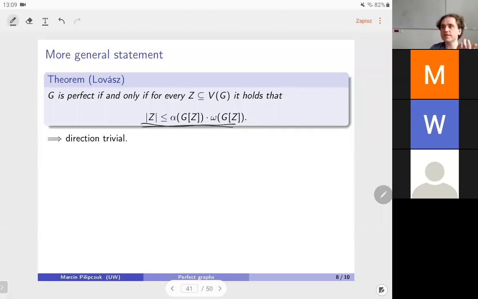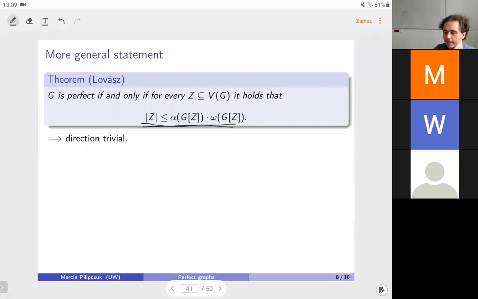So what I want to prove here is that this is not only a necessary condition to be perfect, but also a sufficient one. So if in every induced subgraph you have got this inequality, you know that you are perfect. The non-perfectness comes from the place where alpha times omega becomes too small compared to the number of vertices. This is a necessary and sufficient indicator of being perfect. There's no place where alpha times omega is smaller than the number of vertices of some induced subgraph.